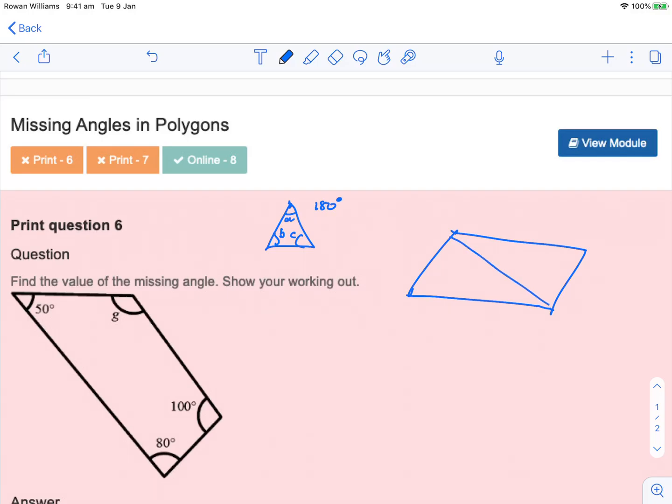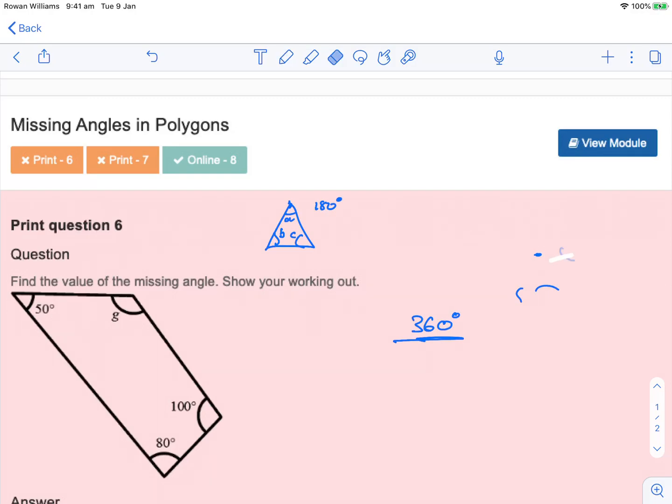So if I can divide something into two triangles, then all these angles are going to be 180, and then all these angles are also going to add up to 180. So I'll have 180 degrees plus 180 degrees. They'll all add up to 360 degrees. So any four-sided shape, the angles always add up to 360 because we can make it of two triangles.